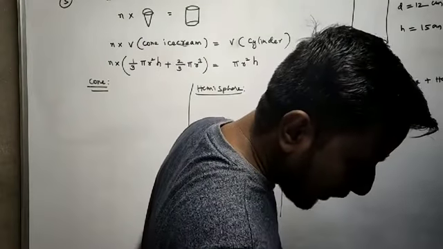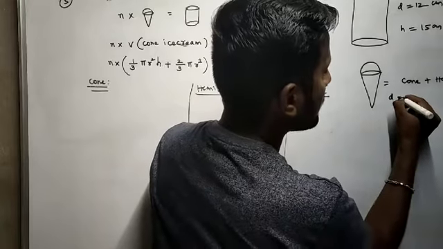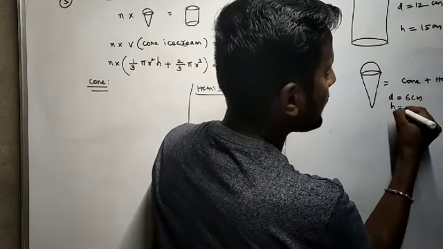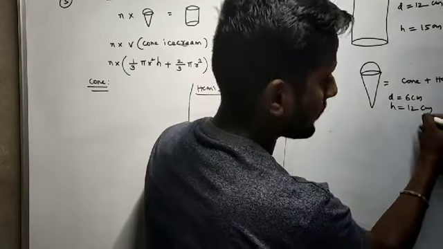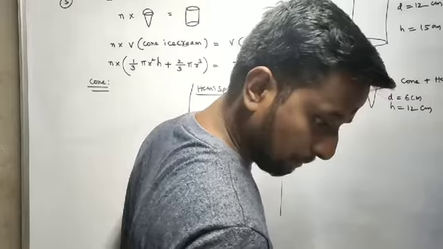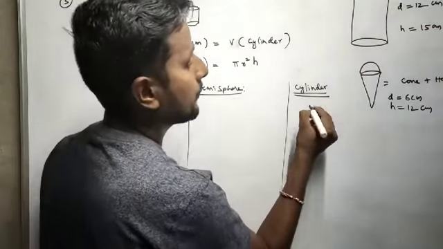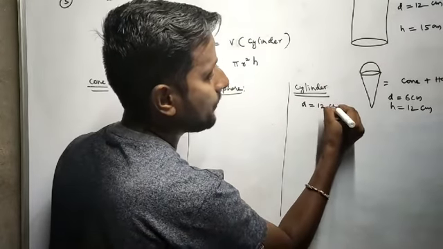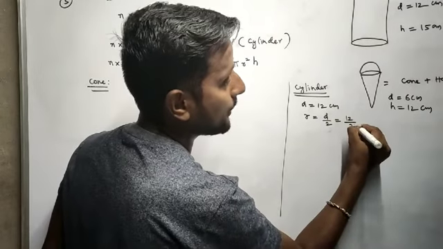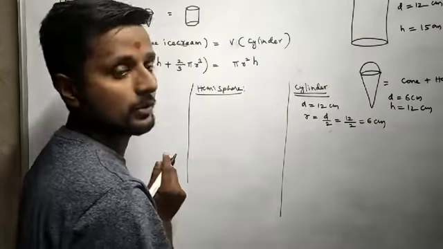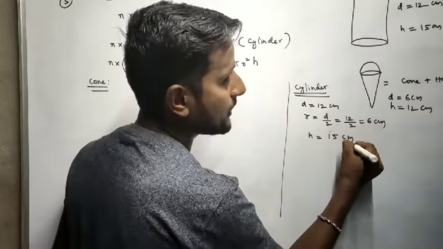In the container, the cone ice creams to be filled have diameter 6 centimeters and height 12 centimeters. Next, let's go with the cylinder. Cylinder D value is 12, R value is D by 2, that is 12 by 2, which is 6 centimeters. H value we know is 15 centimeters.